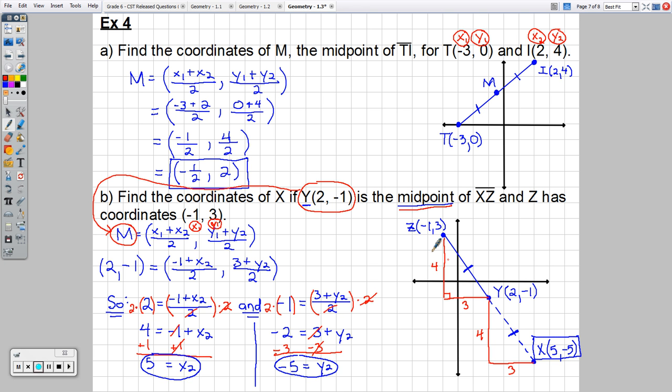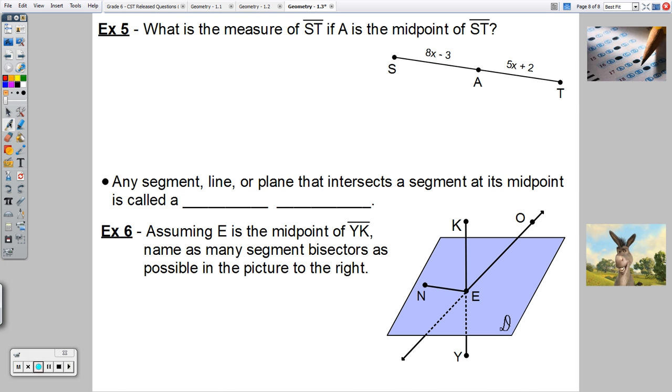So really two different methods to do the same problem. I definitely prefer this if these coordinates are easy to deal with. If you have some crazy decimals or fractions, then maybe you want to depend on the algebraic method more. But if you want to just use this and copy the triangle twice to find that other endpoint, that works just as well. And this is the final slide here for this one.